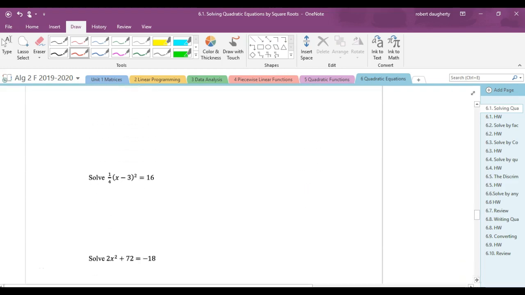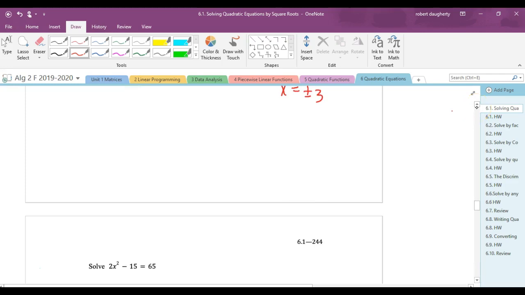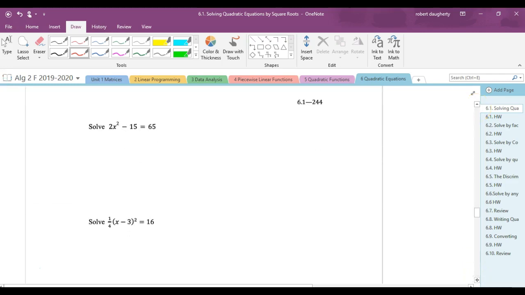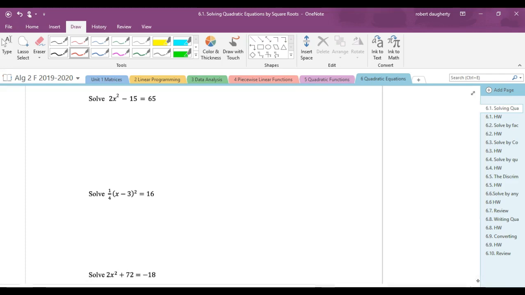So let's now solve a couple. In solving this, I want to get on one side of the equation whatever is being squared by itself. What is being squared here?